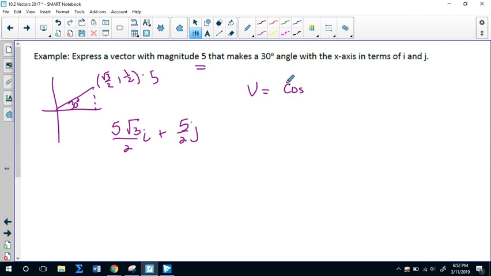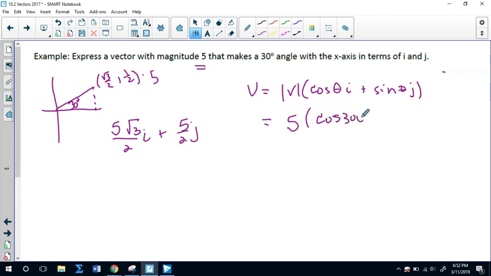And the other way we learned it was to use cosines and sines. So you could do the magnitude of the vector out front times cosine theta i plus sine theta j. So this formula works really well when your angle is not on the unit circle, but it also works on the unit circle as well. So my magnitude is 5, my angle is 30, and then you're just finding sine and cosine of 30. So cosine of 30 is square root of 3/2, just like we said. Well, I said it, hopefully you were listening. And 5/2 j. Okay. All right, moving on.